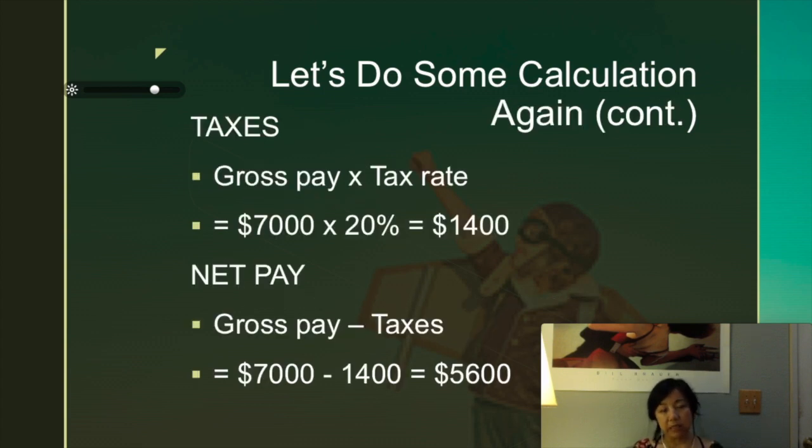Taxes now. The gross is $7,000. Tax rate this time is 20%. So it's 1,400. Net pay, 7,000 minus 1,400 equals $5,600.